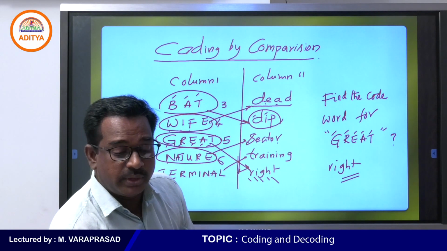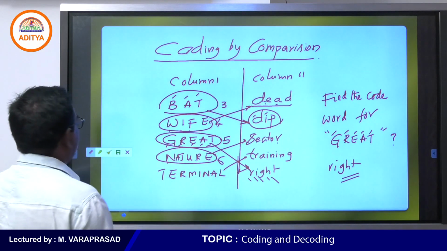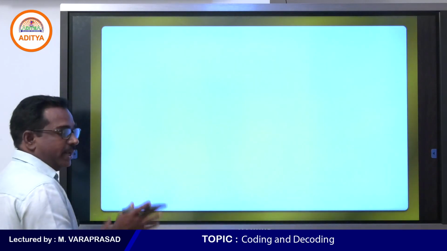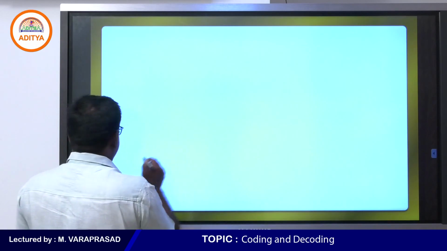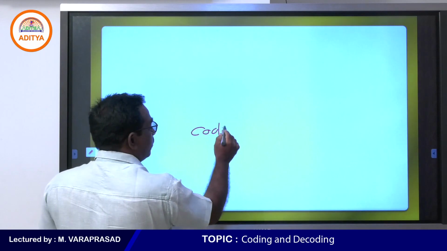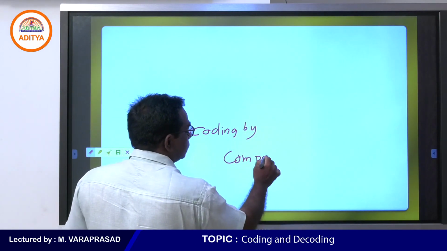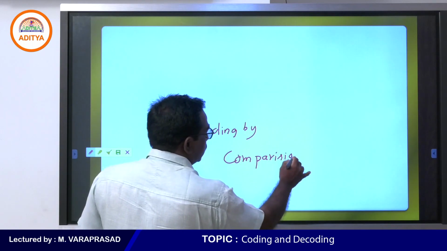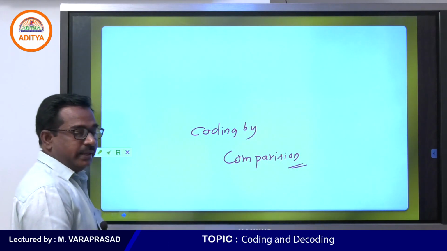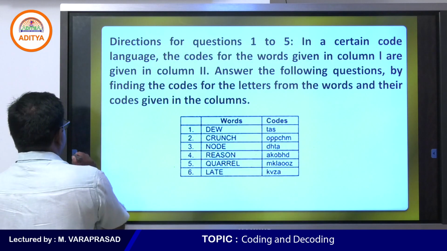Now one more example I'll give. Coding by comparison we are doing. Coding by comparison. So this we are doing in coding and decoding. Now the next one you see.